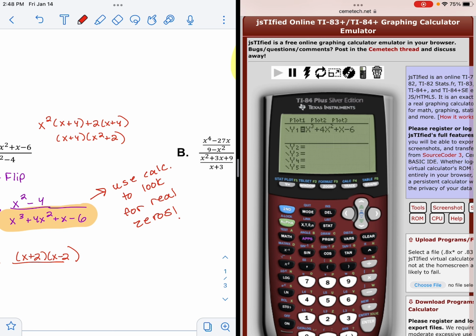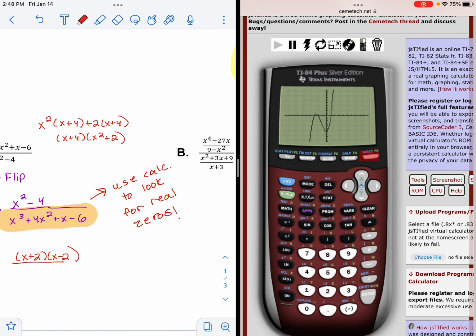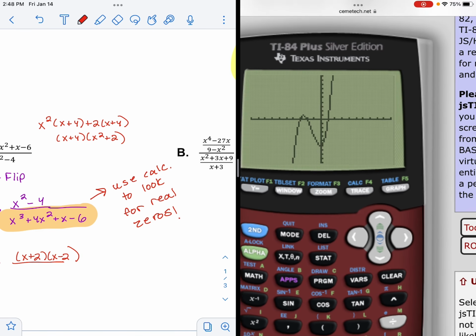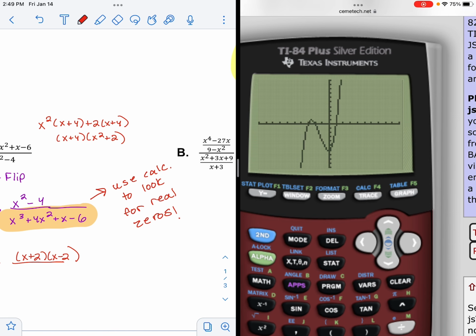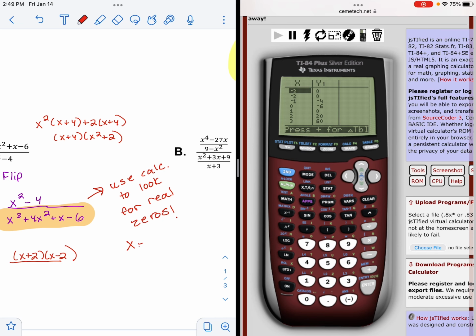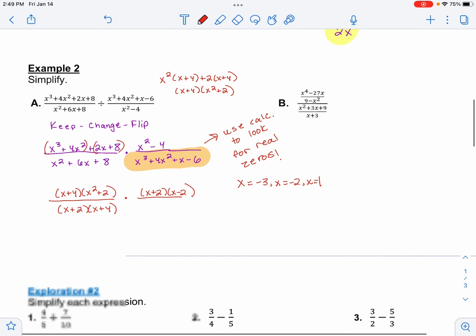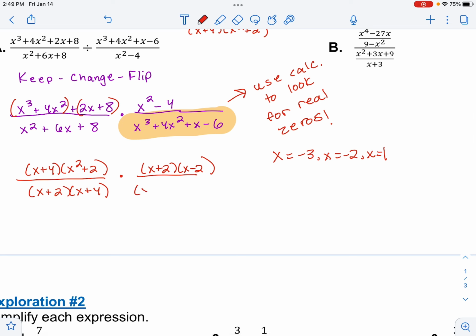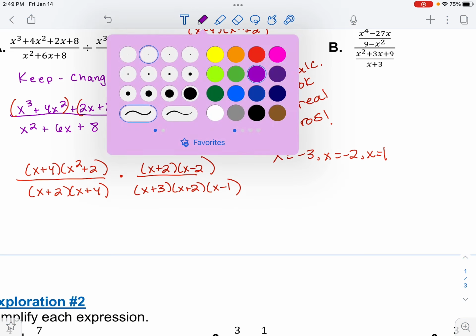So you're going to go to y equals and you're going to type in x cubed plus 4x squared plus x minus 6. Okay, and when you look at your graph, it appears that there are real zeros at -3, -2, and +1. Okay, we can confirm that looking at our table. Okay, so there are indeed real zeros at -3, -2, and +1. Okay, so that means that I can create factors for my denominator, x plus 3, x plus 2, and x minus 1. Okay, and now I can go ahead and I can cancel out.